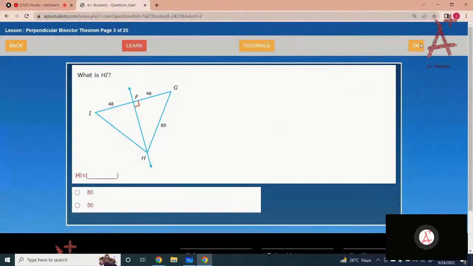Okay, the next one is, what is HI? So because of the perpendicular HF, HG and HI are equal in length, isn't it? So HG is 80, then HI is also 80. So select the correct option and click on the OK button.